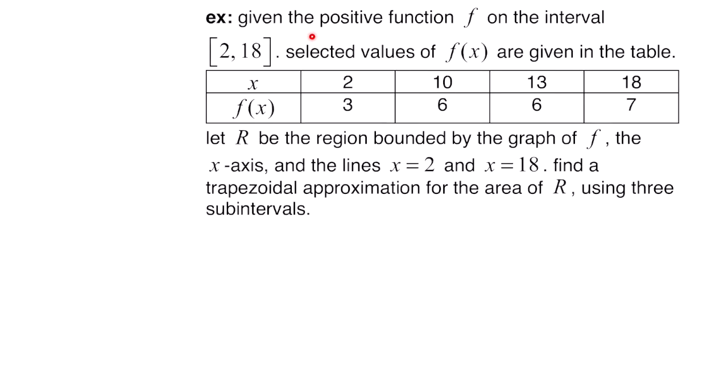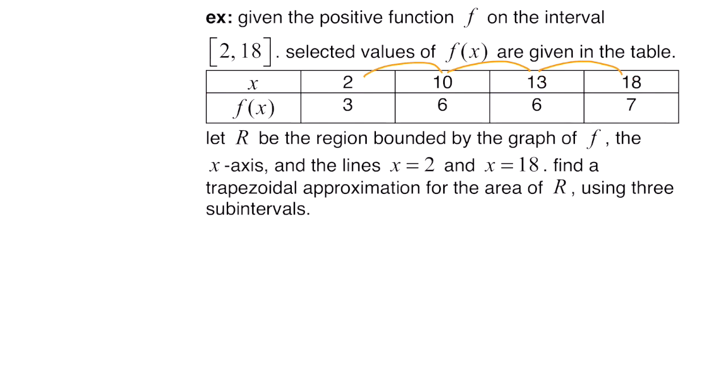This example says, given the positive function f on the interval from 2 to 18, selected values of f are given in this table. Let R be the region bounded by the graph of f, the x-axis, and the lines x equals 2 and x equals 18. Find a trapezoidal approximation for the area of R using 3 subintervals. So you can see from your table that your 3 subintervals are going to go from 2 to 10, 10 to 13, and 13 to 18.